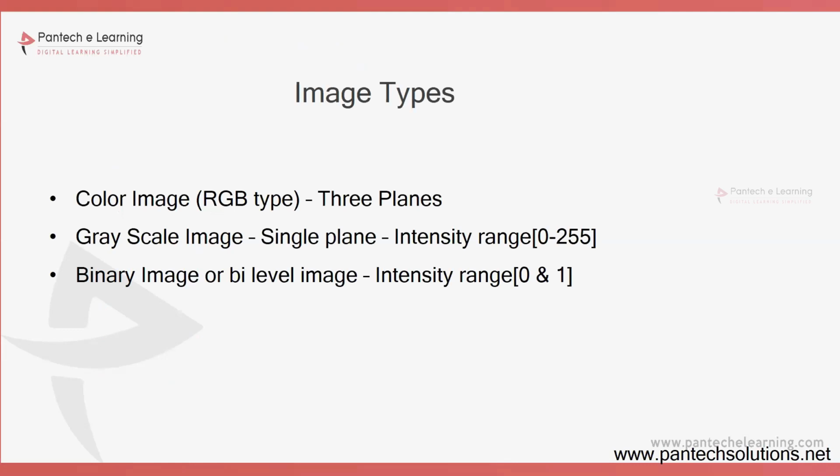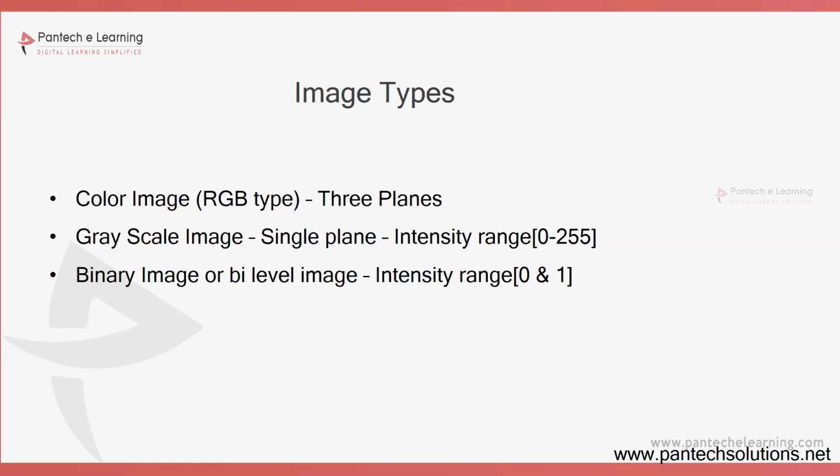So this color image is nothing but what we currently use, and that color image can be seen as three planes: RGB, red, green, and blue. Only a combination of these three colors is commonly called a color image. A grayscale image can be seen as a variation from 0 to 255, where 0 is black and 255 is white. The range in between is known as the gray picture.